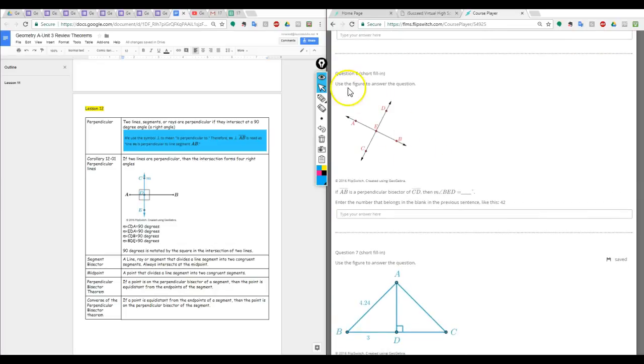And then it says use the figure to answer the question. If segment AB is a perpendicular bisector of segment CD, then the measure of angle BED equals what? Well, BED is through our intersecting point of our two perpendicular lines, so it's going to be 90 degrees.